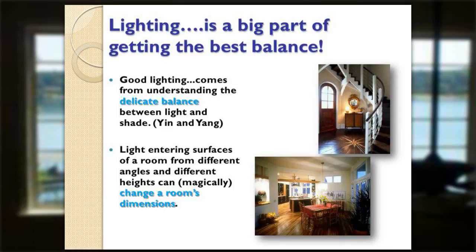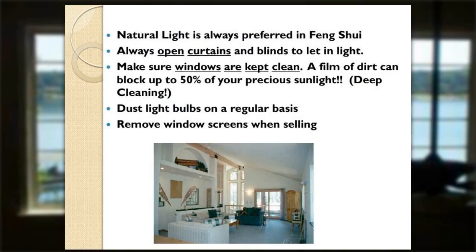Lighting is a big part of getting the best balance in any room. It's a delicate balance, and it's something that you need to get very good at, whether you're going to stay in a house or you're going to sell a house. Lighting coming from different angles can really change the height of the room, but also change the width if you get good at it. Natural light, as I've said before, is always the preferred light source in Feng Shui.